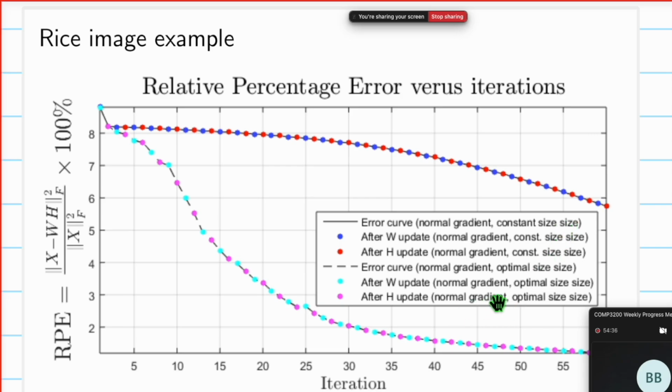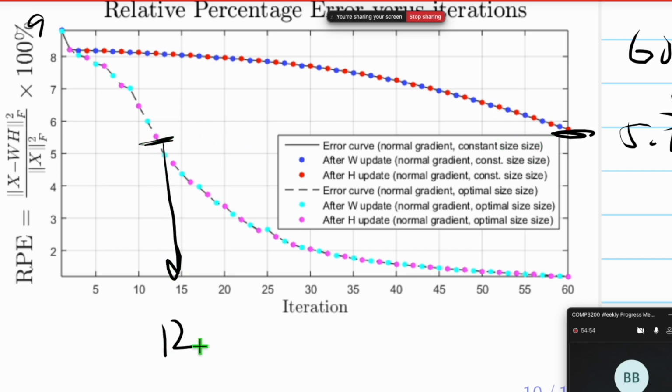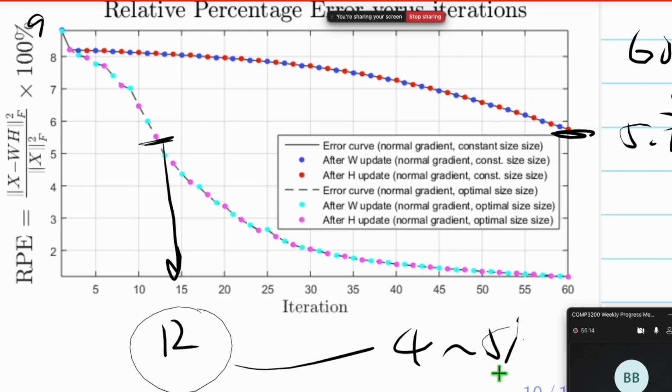I never change. But if I do some optimal step size, you can see after 60 steps, my error for the old method moved from 9% to this. This is around 5.7% for 60 steps. It takes this method 12 steps to achieve the same decrease if I change the update rule. If you somehow know how to tune the step size, your algorithm runs much faster than the stupid step size. 12, this is 60, so it's like 4 times to 5 times faster.